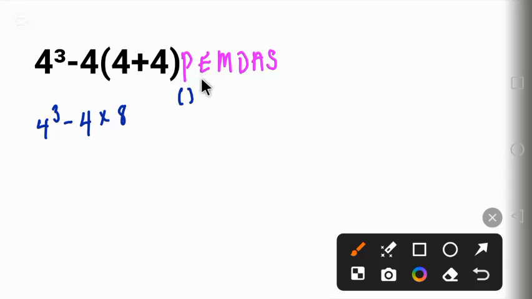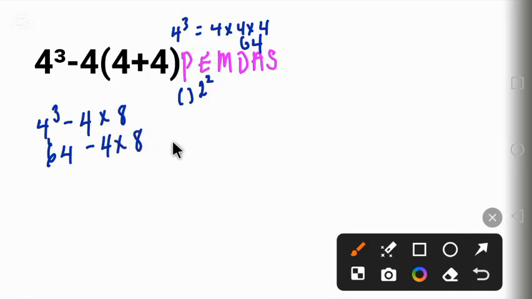The next one is exponent. We have 4 raised to power 3 here, so we solve this one. Now 4 raised to power 3 is equal to 4 times 4 times 4, and that will give us 64. So we have 64 here. Minus 4 times 8. The next one here is multiplication and division.